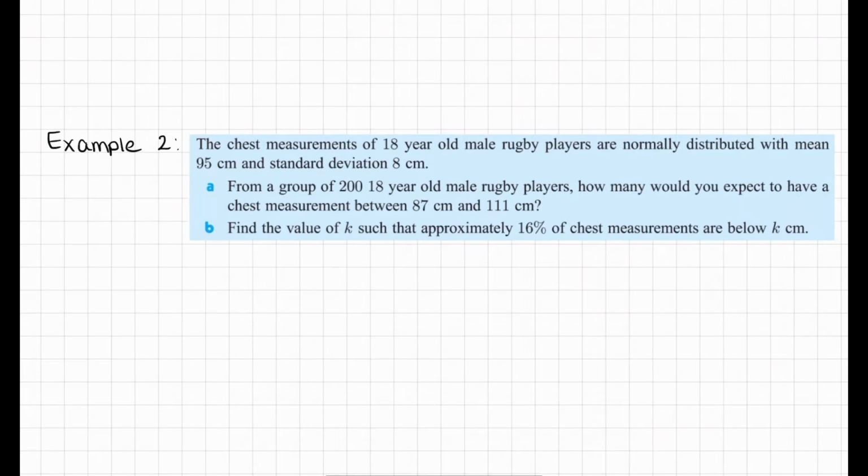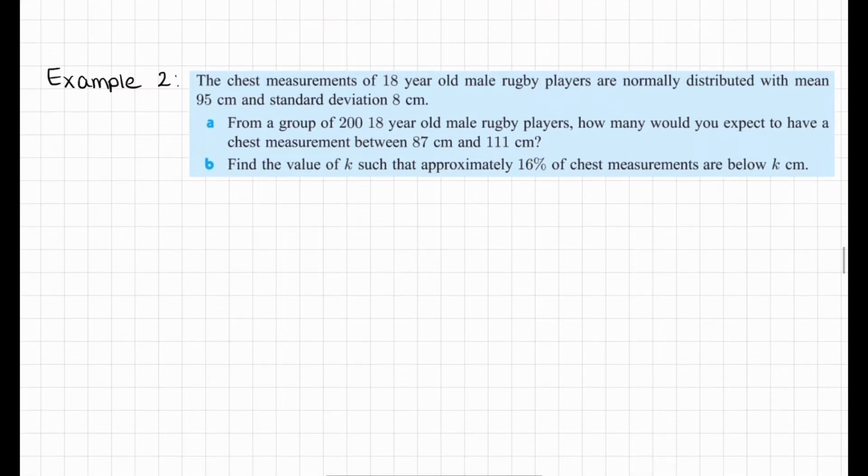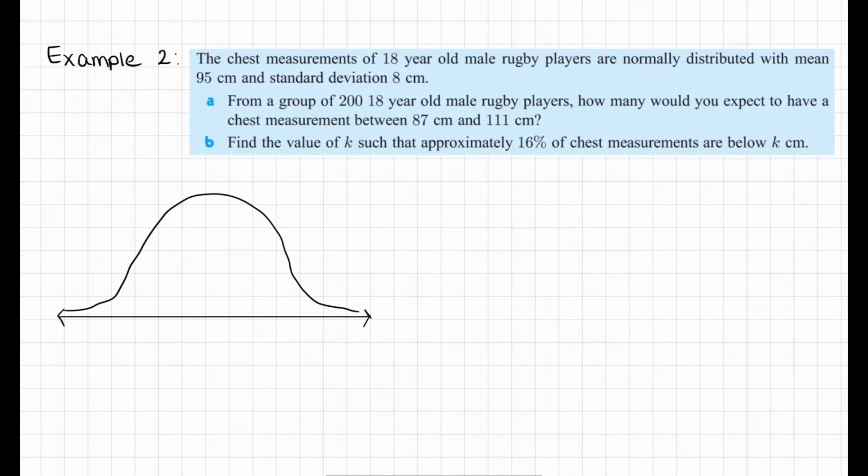Next example. The chest measurements of 18-year-old male rugby players are normally distributed with a mean of 95 centimetres and standard deviation of 8 centimetres. From a group of 200 18-year-old male rugby players, how many would you expect to have a chest measurement between 87 and 111? With this one, we know our mean is 95, so the middle will be at 95, standard deviation of 8. So below that would be at 87. Next one above that would be at 103. Next would be 111. The next one below would be at 79.